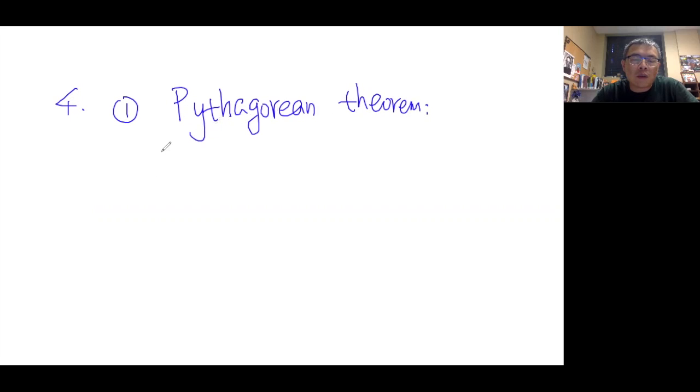Okay, this theorem, the original version is like this. Consider a right triangle. This angle is 90 degrees. Now if you know this side is length A, this is B, and this is C, it turns out that there's an interesting, simple relation between these three lengths. You have C squared equals A squared plus B squared.